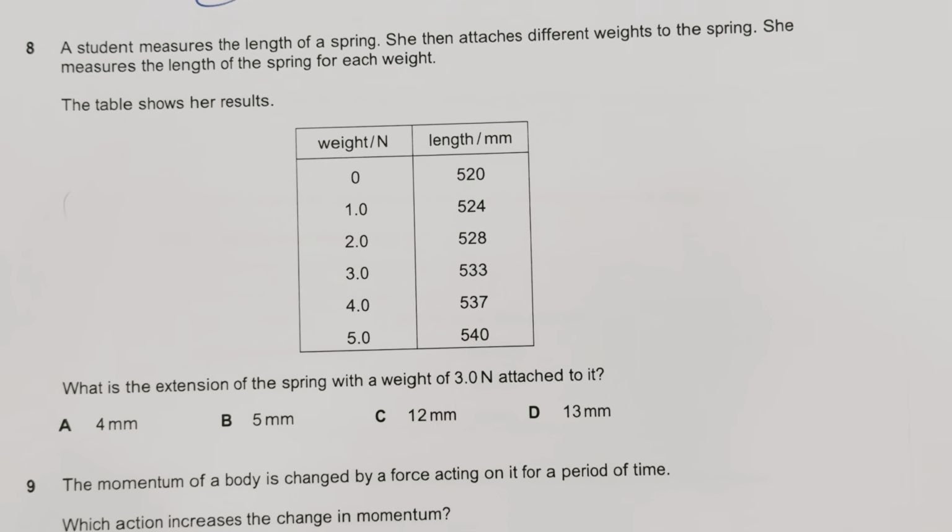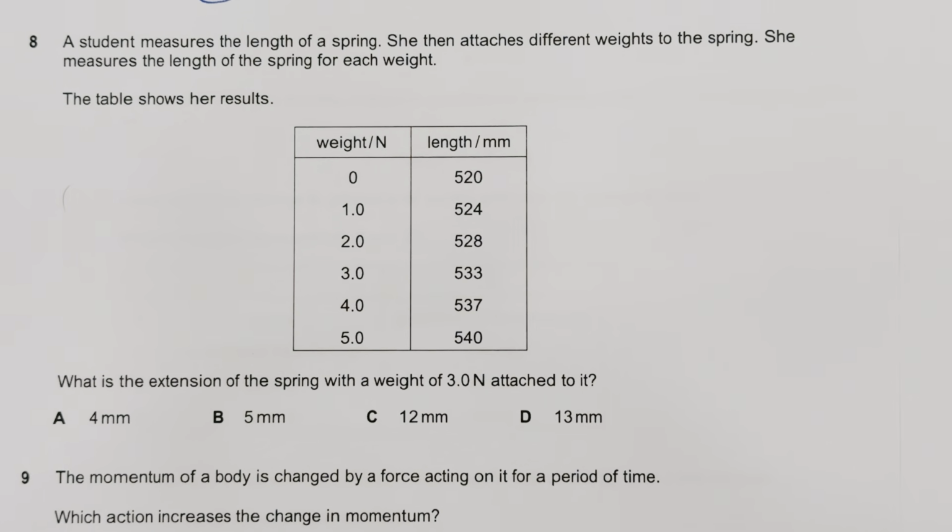Question number 8 is that a student measures the length of a spring. She attaches different weights to the spring. She measures the length of the spring for each weight. The table shows her results. What is the extension of the spring with the weight of 3 Newton attached to it?